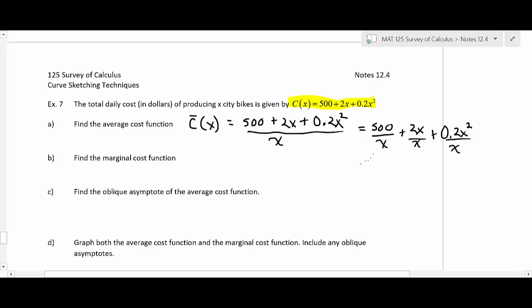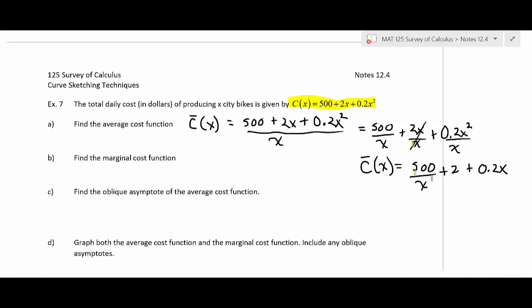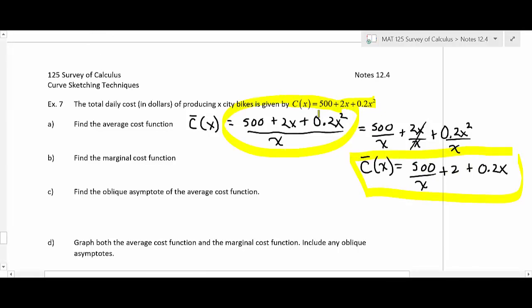like that, and then that would give you the simplified answer to your average cost function: 500 over x plus 2, with the x's crossing out, and then plus 0.2x like that. Okay, so that is your average cost function. You can even write the answer that way too. They're both the same answer. This is just better to go this far so you can find the oblique asymptote and so you can find the marginal cost. It's easier to work with it in this form.